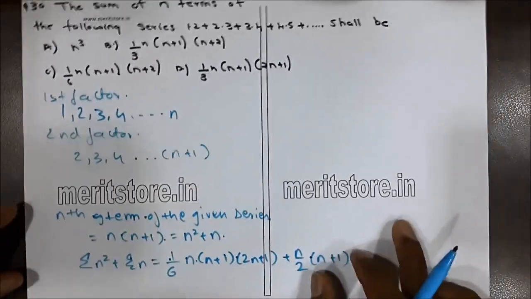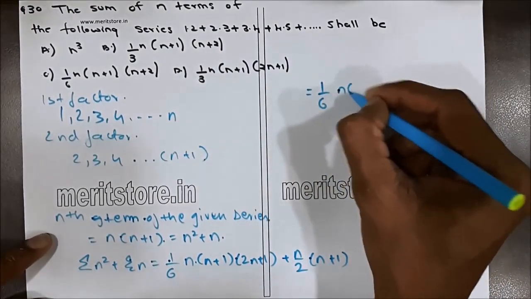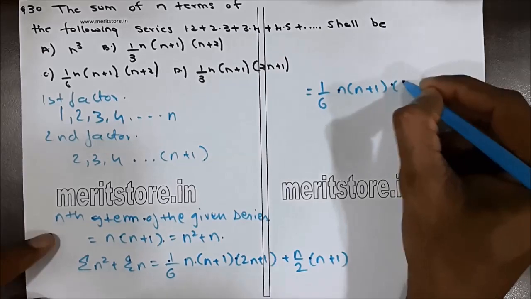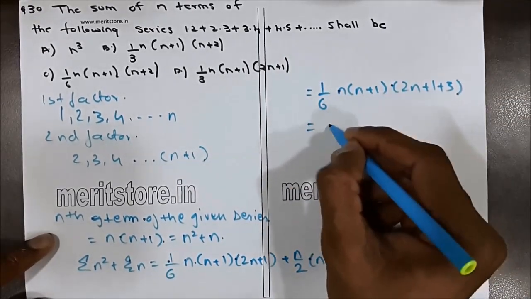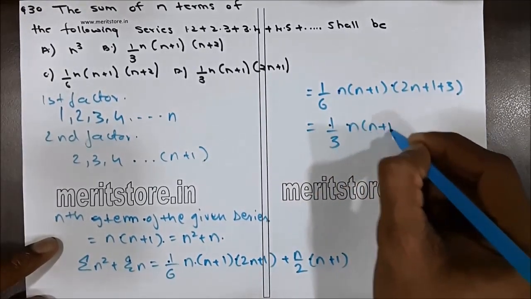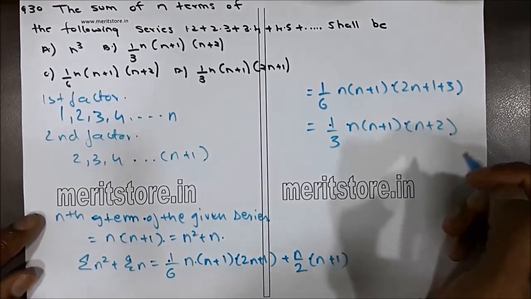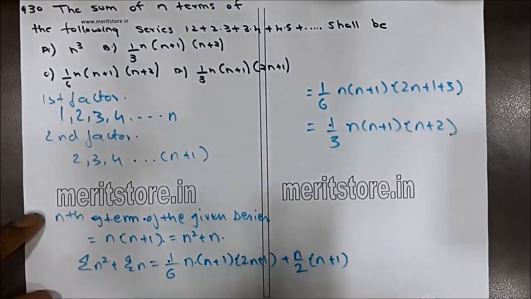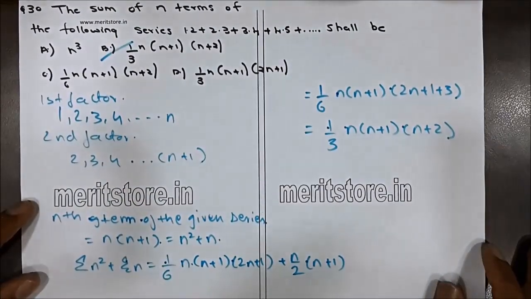Further solving this, we get 1 by 6 n times (n plus 1) times (2n plus 1 plus 3). We can write this as 1 by 3 n into (n plus 1) into (n plus 2), which is our option B. Therefore option B is the correct answer.